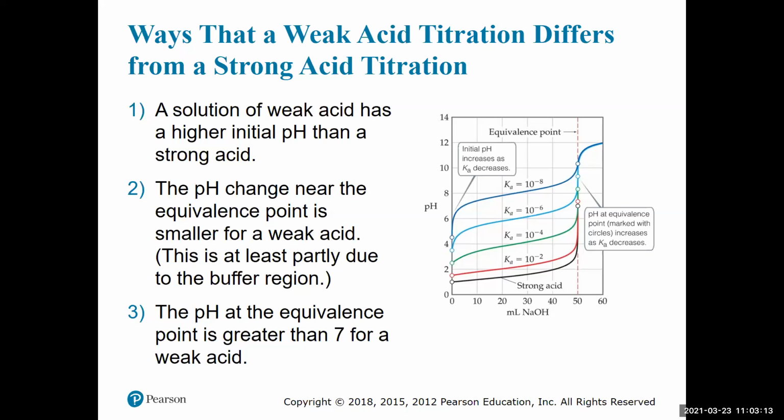And so what you see here is that straight portion diminishes as the Ka is smaller, okay? And this pH change, what that means is the pH change in that region is less. And that goes back to buffering and things like that.